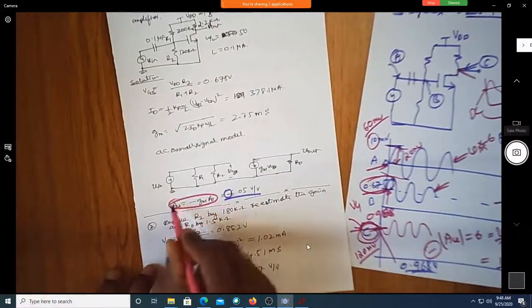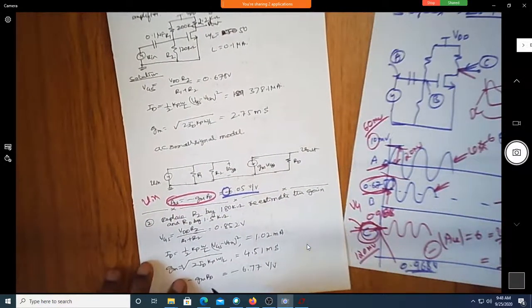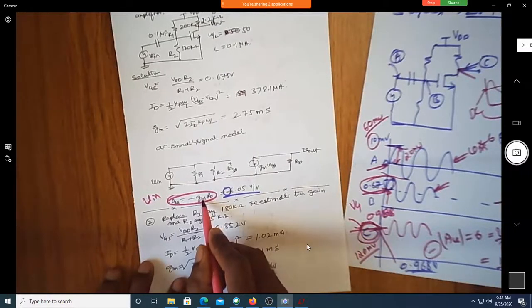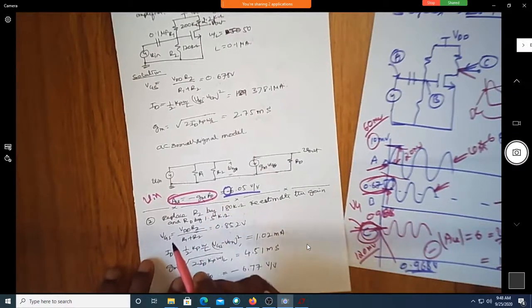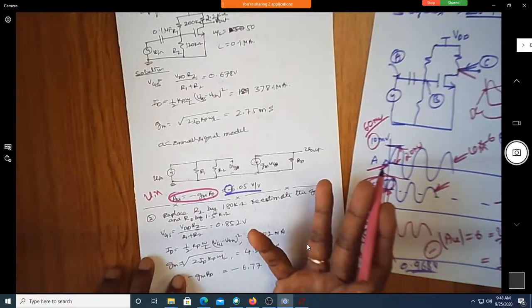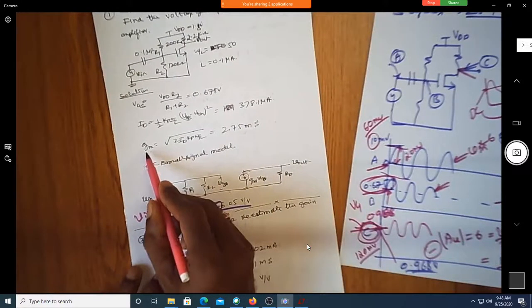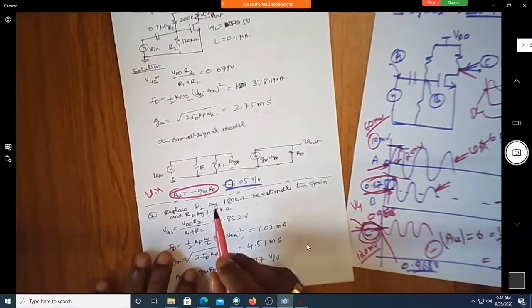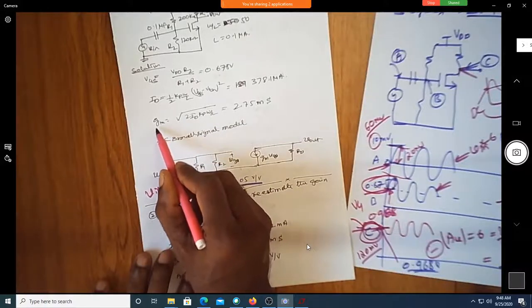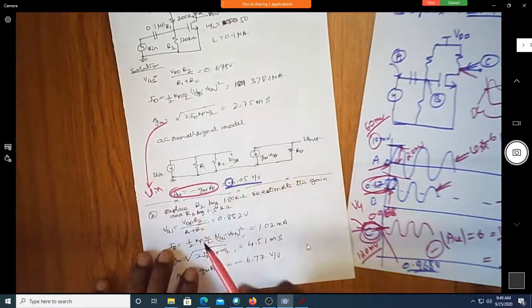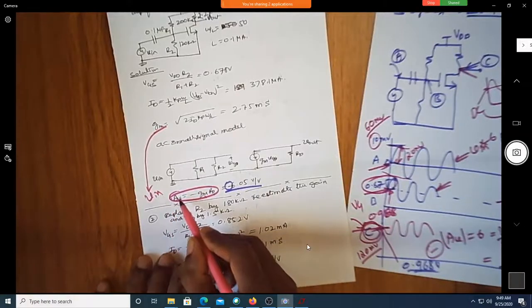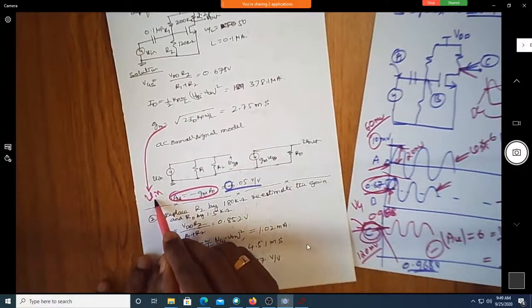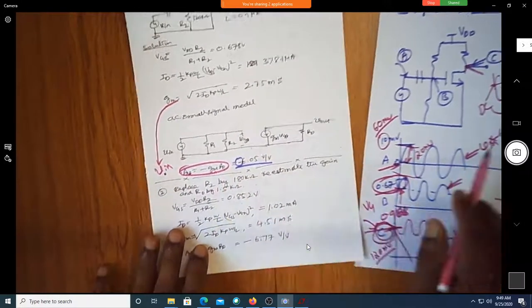In this expression, does this AV depend on V in? It depends on what parameters? RD and GM. Transconductance and RD. Does transconductance vary with input voltage? No, sir. So gain is independent of the input voltage, correct? Yes, sir. Gain only depends on GM and RD.